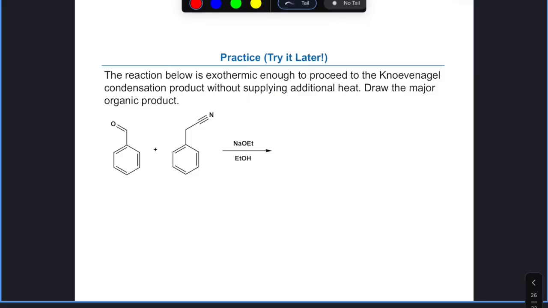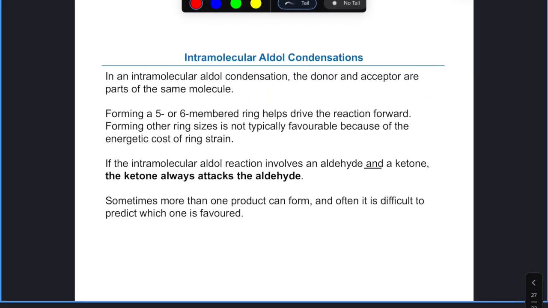Next, intramolecular. So we've gone through and we've controlled these different centers. We've done it through acid-base type chemistry. We've chosen different nucleophiles and different electrophiles to guide the chemistry. The last thing we can do is put both the donor and the acceptor on the same molecule. So what we're doing here is ring formation again.